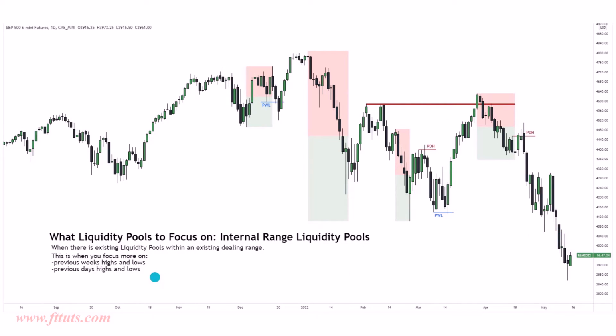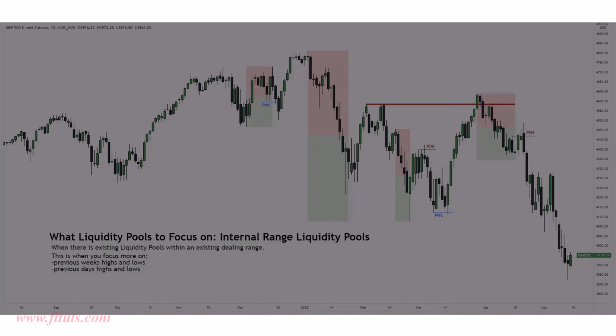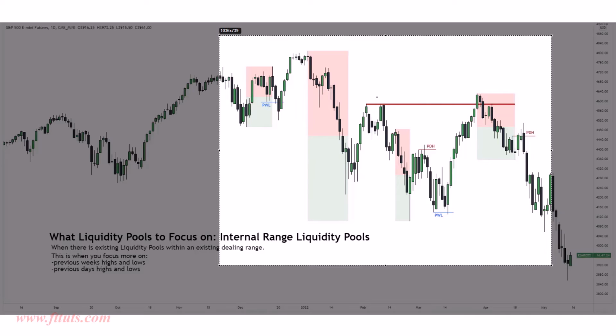When it comes to internal range liquidities, okay, focus on previous week's highs and previous week's lows, and previous day's highs and previous day's lows. So previous day's highs, previous week's lows. Okay, these ones don't really have as much space and time. If you remember what I just said, this has a big amount of space and time, so that gives a lot of time for liquidity to be building above these highs. But when it comes to previous week's highs and lows, or previous day's highs and lows, you can see the space and time is not as significant. It's a very short-term hunt.